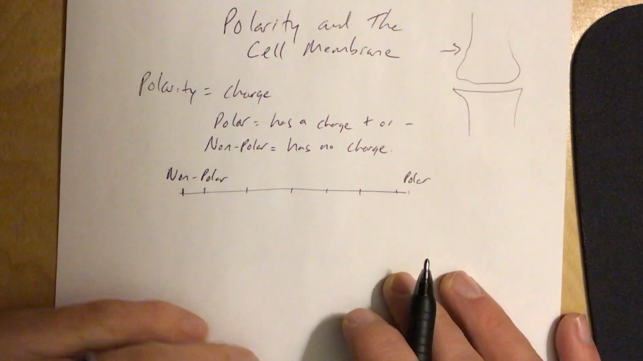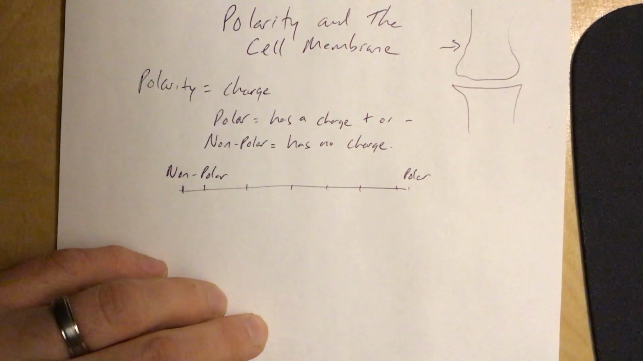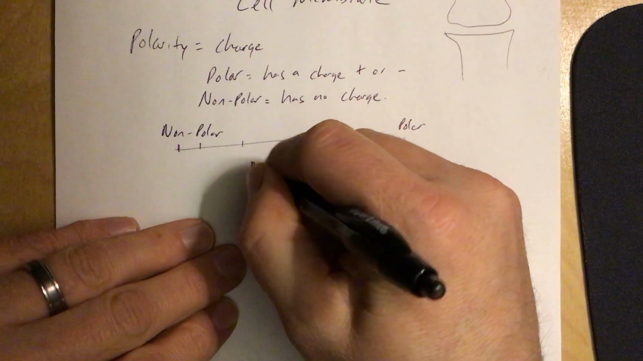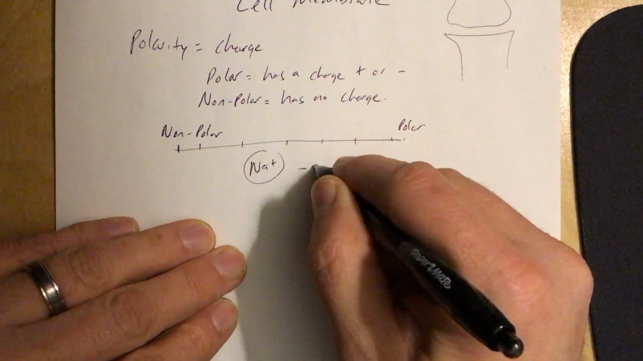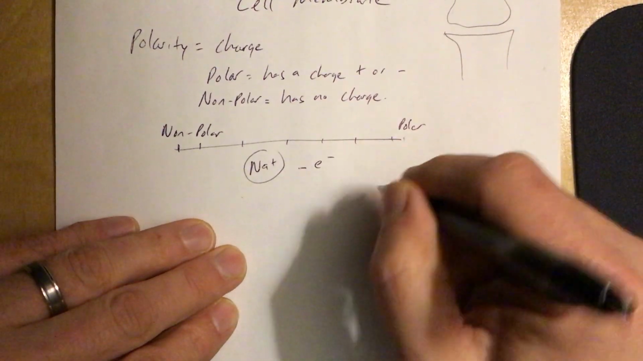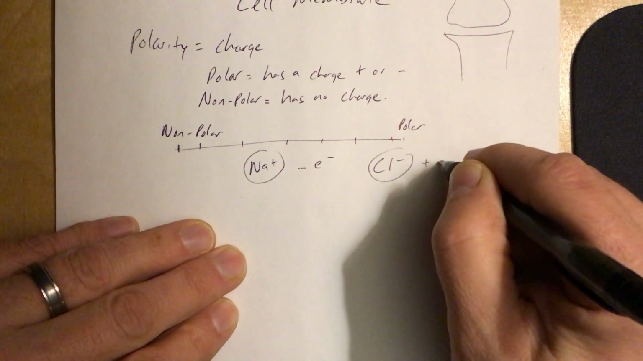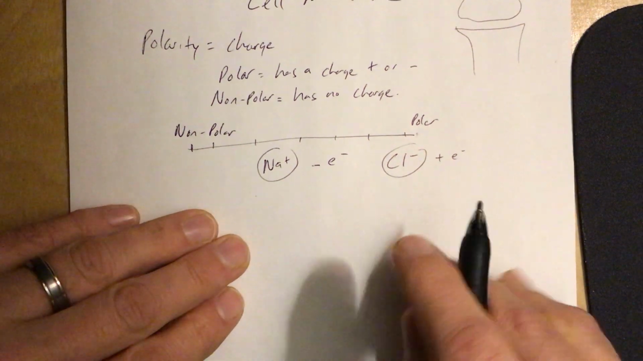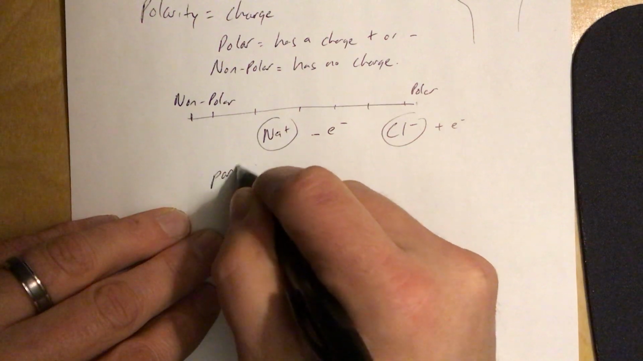So what is this charge the result of? Well, it can be either having an extra electron, or a lack of an electron. Like sodium, Na plus, is charged because it has lost an electron. Cl minus is charged because it has gained an electron, and so there's a full charge. But there's another thing called partial charge.